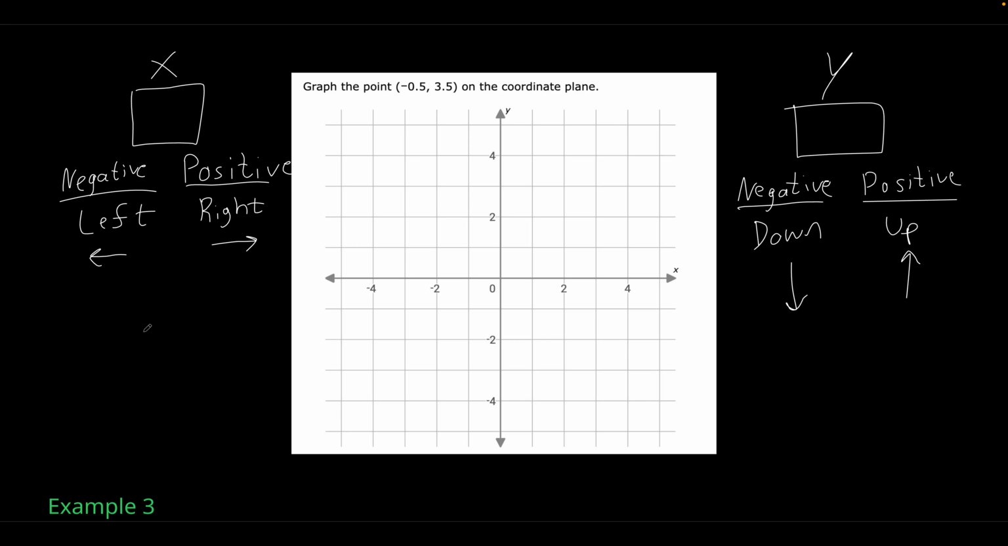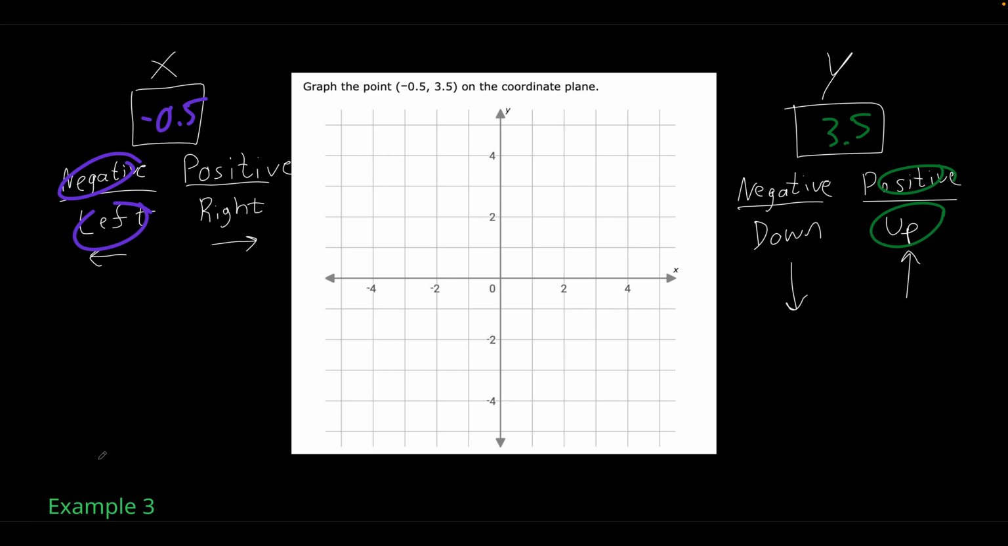Okay, what do you notice that's different about this problem? Well, we've got decimals, okay? So the good news is we still follow these same rules. It's negative, so we're going to go left. And it's also positive 3.5, so we're going to go up. So we are going left, negative 0.5, and up 3.5.